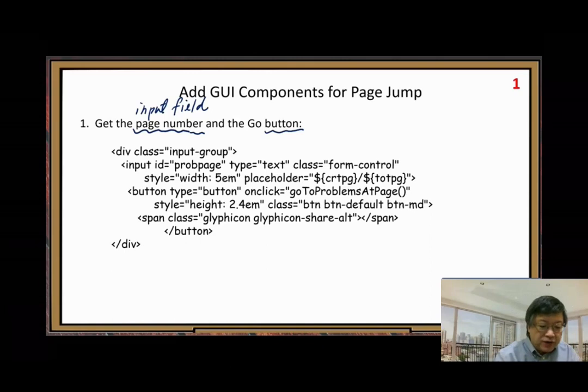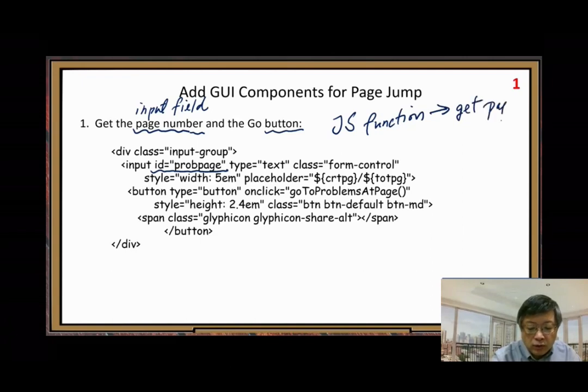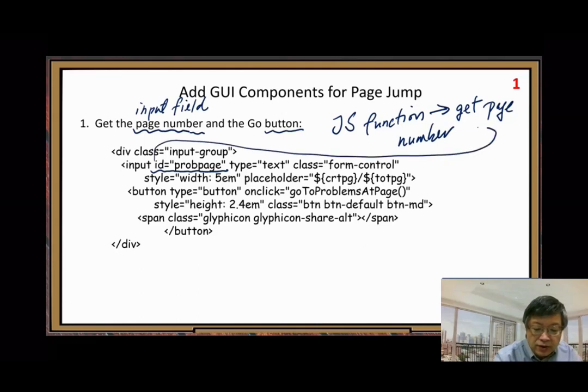First, I need to have an ID for the input field. The reason is simple because in our JavaScript function, later in our JavaScript function, we need to retrieve the page number, right? Get page number from there. But how do you get a page number? So this ID will be used to get the page number.